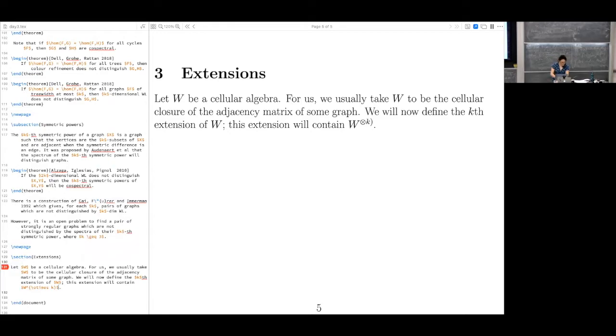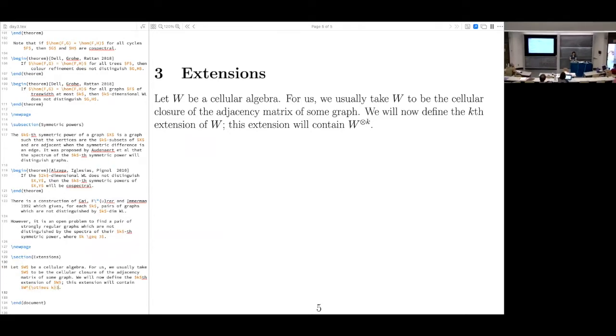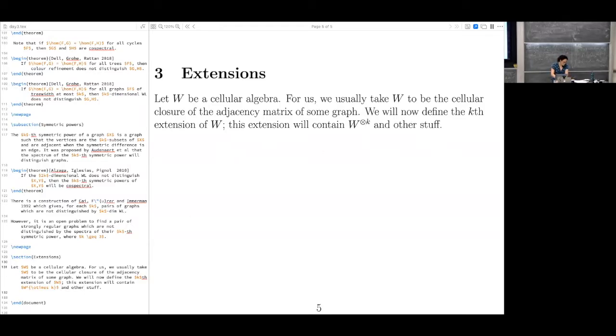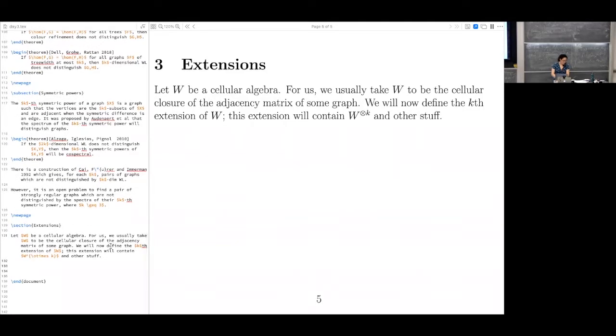So you want to define something which will be of the correct dimension. You want k-fold tensor products of the elements of W. You want the algebra which contains all possible k-fold tensor products of the matrices of your original W. But if that's all that it contained, it wouldn't have any spectral information, because you could still diagonalize that with the eigenvectors of the original cellular algebra. So it will contain a little bit more. It really will only contain one other generator, but that will come with a lot of extra baggage.